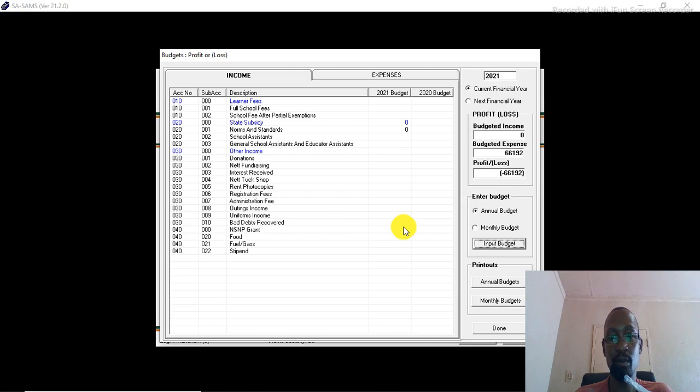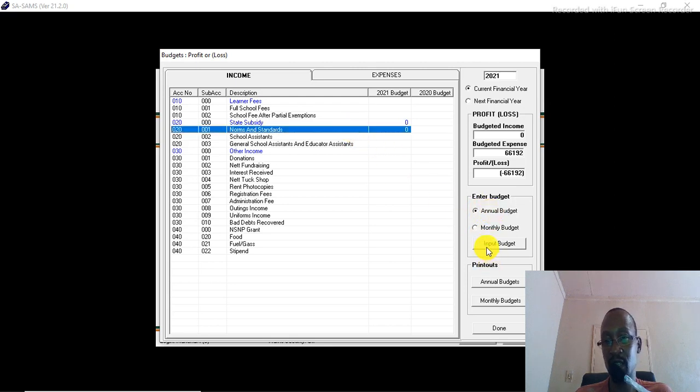Now, this is what we are going to do. Let us say the school will be receiving $1 million. You click on the norms and standard income. Now, your school will be receiving the total amount of learners and the amount per learner which will calculate the school. Now, we are making a budget for 2021. Right, annual budget is the annual budget.